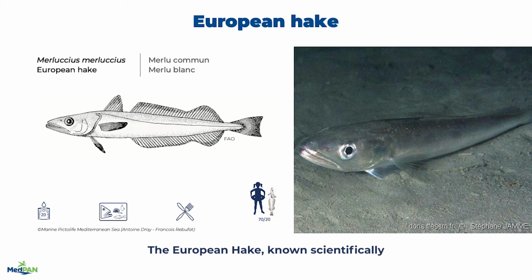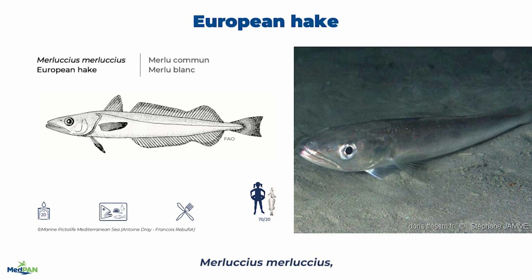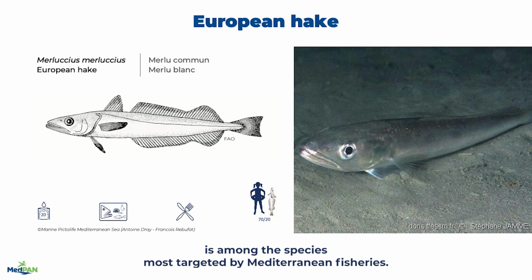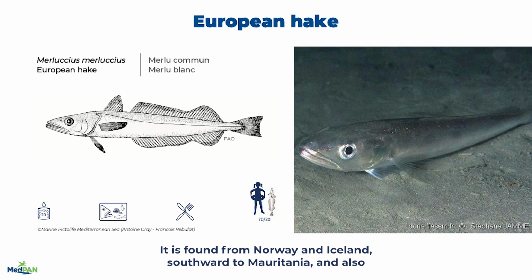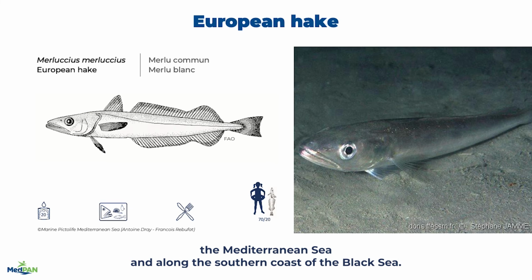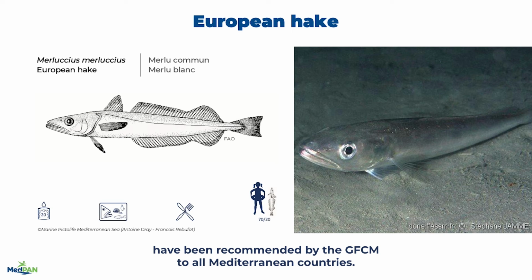The European hake, known scientifically as Merluccius merluccius, is among the species most targeted by Mediterranean fisheries. It is found from Norway and Iceland southward to Mauritania and also in the Mediterranean Sea and along the southern coast of the Black Sea. Its stock is considered overfished and management measures have been recommended by the GFCM to all Mediterranean countries.